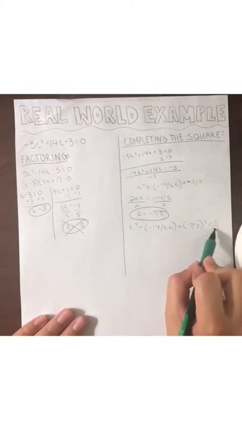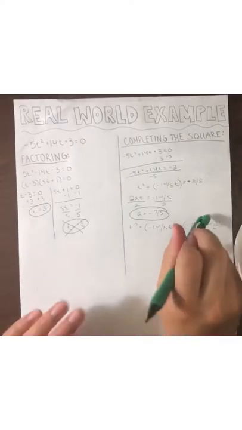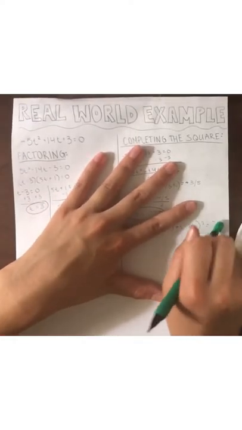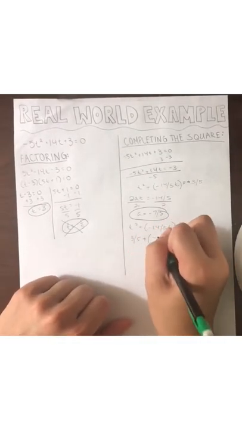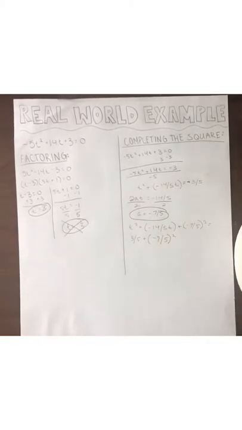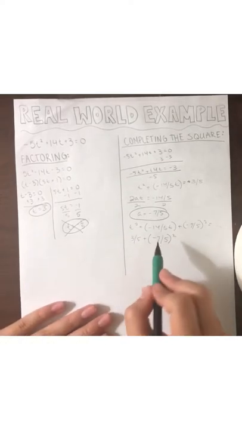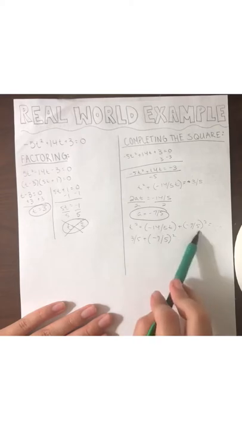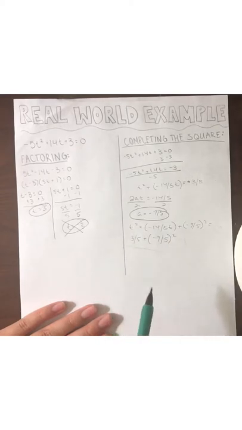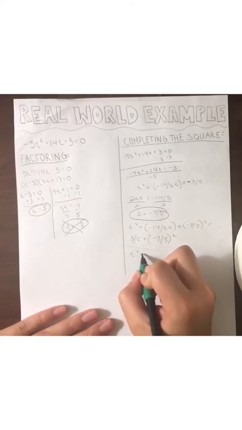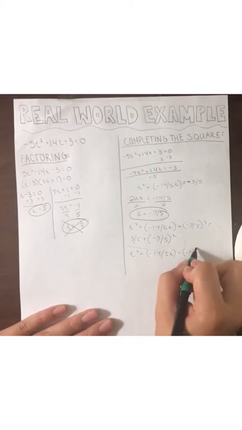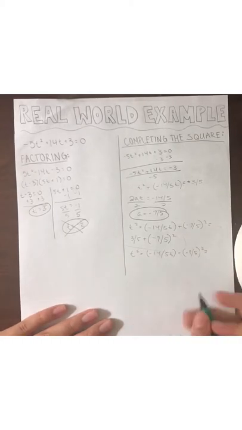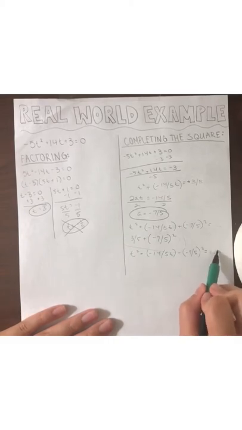3 over 5 plus -7 over 5 squared. Then you will need to simplify the equation. For this part, I kept this part the same and then simplified this part first. So I then got 64 over 25.